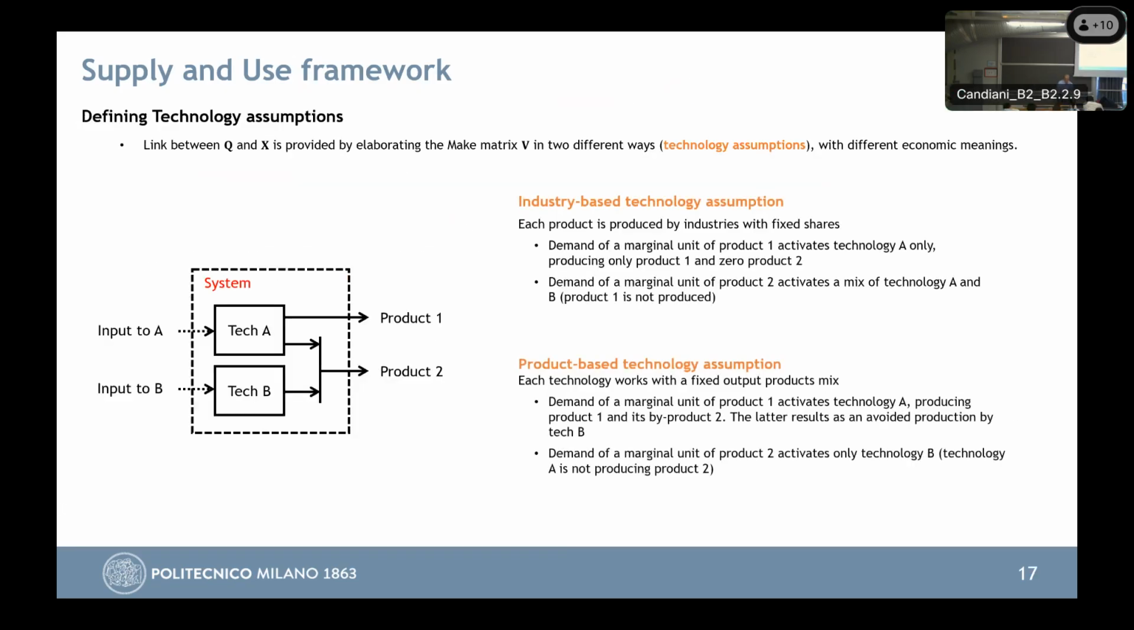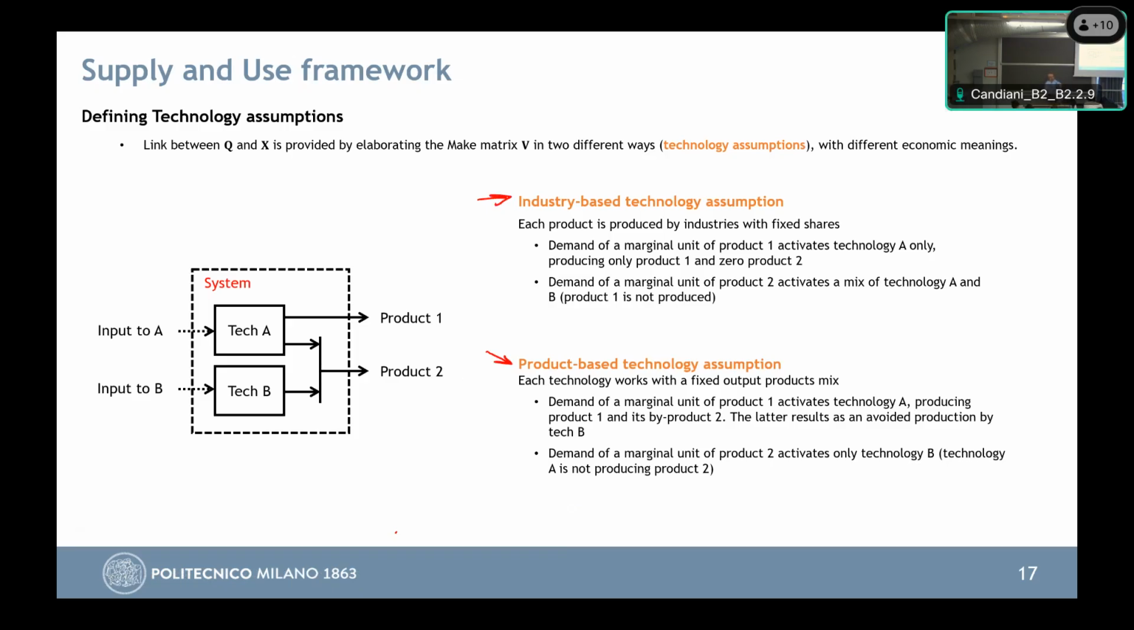Then I told you that since we don't know anything about this system, how it works, we don't know how these technologies are really operating from the physical standpoint. We have just some accounting tables, we have just some coefficients. We know the amount of input per unit of activity of each technology. We don't know what is lying behind the numbers. We don't know any rules, any law of nature behind these black boxes. But we know that from the mathematical standpoint, we can elaborate the data that we have in two opposite ways, by making two very opposite assumptions with two radical economic meanings.